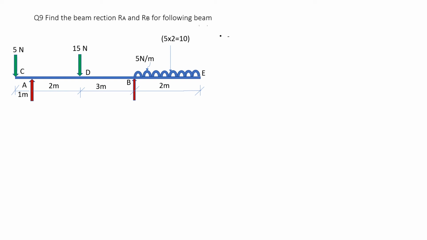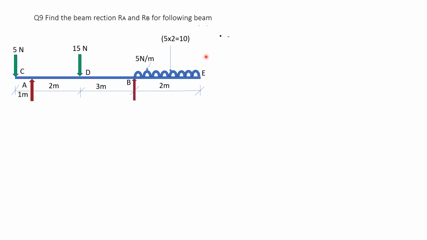So C is an overhang, CA is an overhang, and at C there is a point load of 5 Newton. At point D, at 2 meter from A, there is a point load of 15 Newton. And BE is an overhang of 2 meter, and a UDL of 5 Newton per meter is acting on the BE span, which is 2 meter.